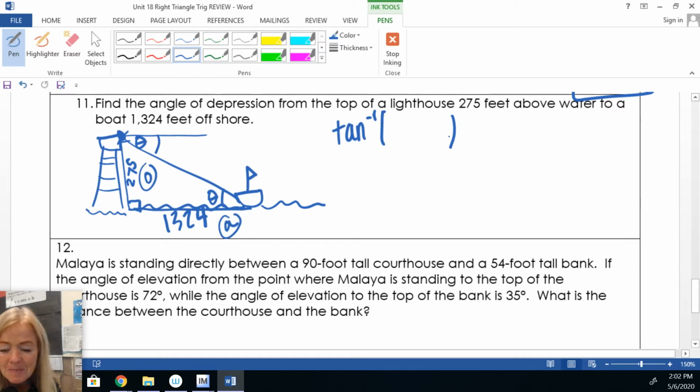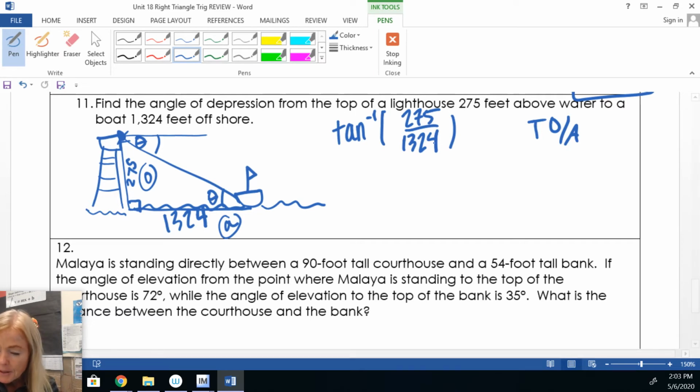All right, so tan inverse of the opposite over the adjacent, because TOA. So opposite is 275 and adjacent is 1,324 feet. That will allow us to find the angle. So in our calculator, we'll do second tan to get the inverse, 275 divided by 1,324, and that is 11.7 degrees, approximately. So that will be your angle of depression.